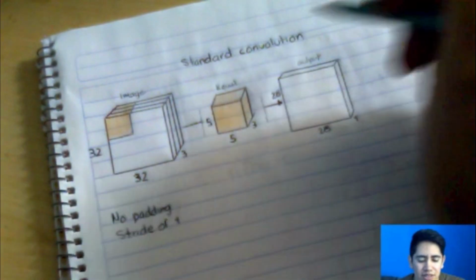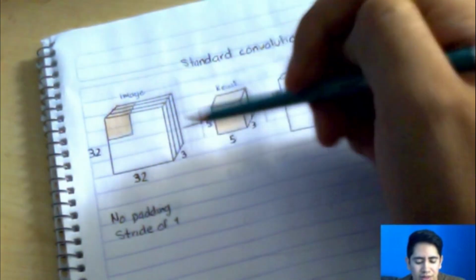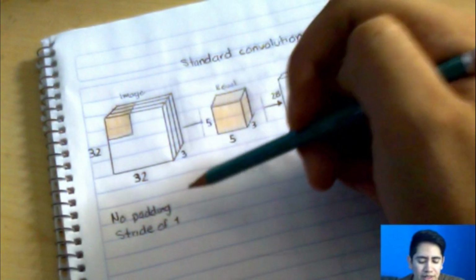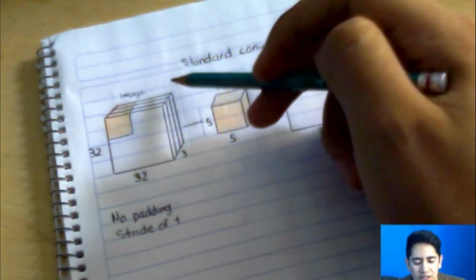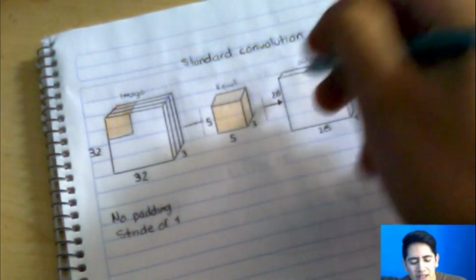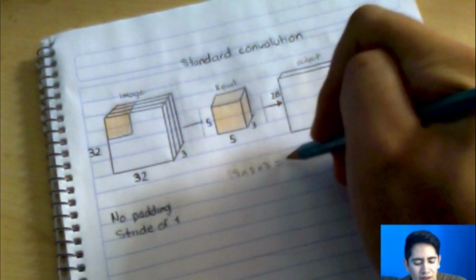First, let's start with a standard convolution. Let's say we have an input image of 32 by 32 by 3 and we are going to do a 5 by 5 convolution with no padding and a stride of 1. Since our input image has a depth of 3, our kernel must have a depth of 3 as well. So 5 times 5 times 3 will give us 75.